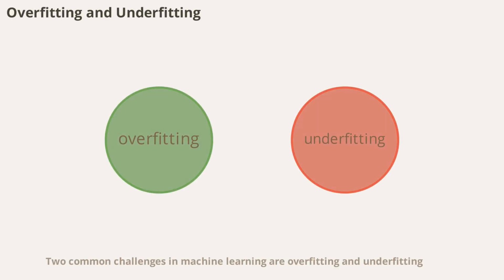Two common challenges in machine learning are overfitting and underfitting. Overfitting happens when a model learns the training data too well, capturing noise instead of the underlying pattern. Underfitting occurs when the model is too simple and fails to capture important trends. Balancing these issues is crucial for building models that perform well on new, unseen data. Techniques like cross-validation and regularization help address these challenges.